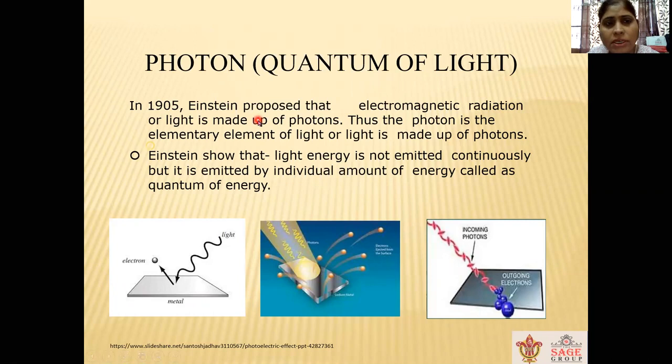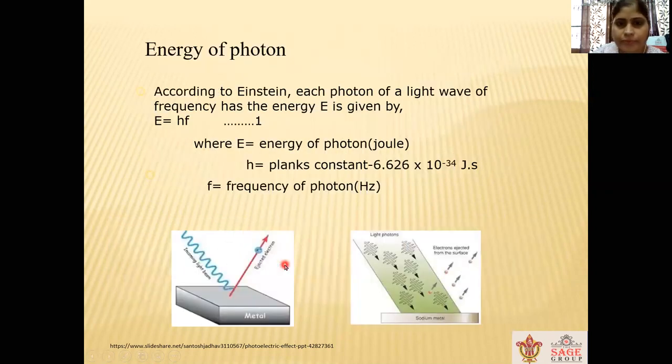Photons. Actually, in 1905, Einstein proposed that electromagnetic radiation or light is made up of photons. Thus, the photon is the elementary element of light, or we can say that light consists of photons. Einstein also showed that light energy is not emitted continuously, but in individual amounts of energy called quantum of energy. So, here you can see these are the lights which consist of photons.